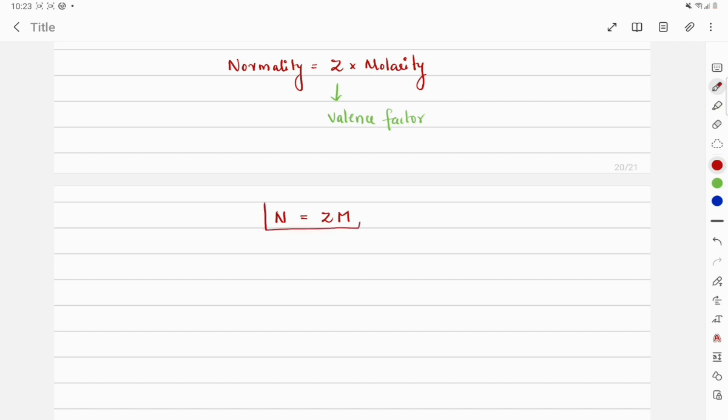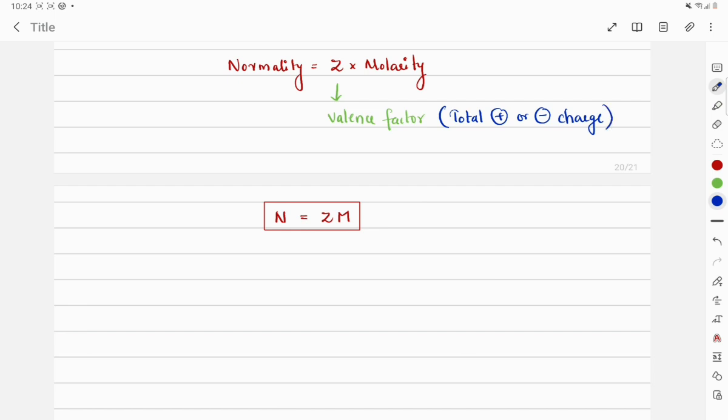Now what is actually the valence factor? Valence factor means the total number of positive charge or the negative charge. In any terms, you can say either in terms of positive charge or in terms of negative charge. Anyway, it is the total positive or negative charge present in the solution. That is called the valence factor.